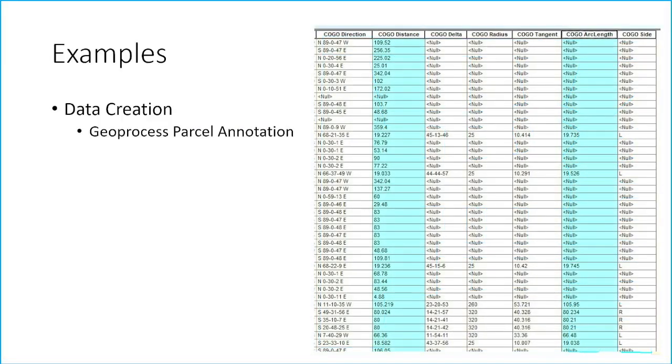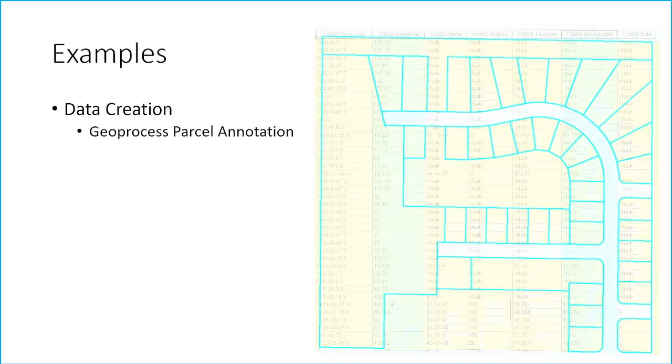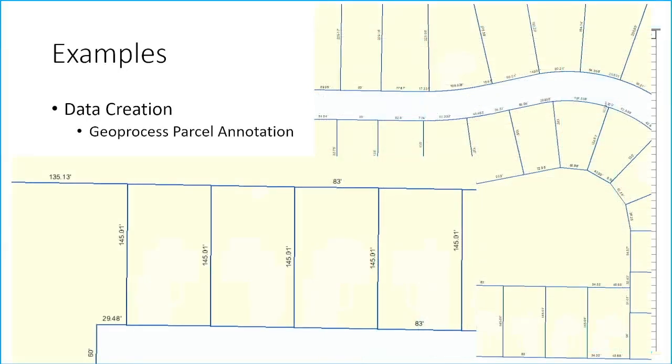And if anybody's doing parcel dimension annotations by hand, if you're doing coordinate geometry and you have your COGO fields on your data, you have all that parcel dimension information. So why not do a label and convert that label to annotation? You can do those kinds of things.